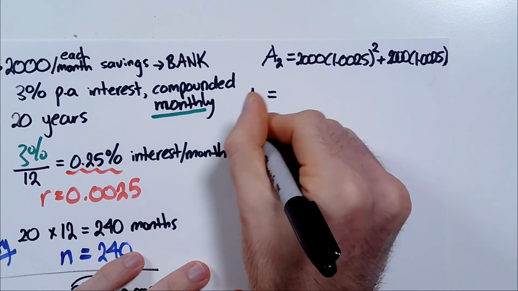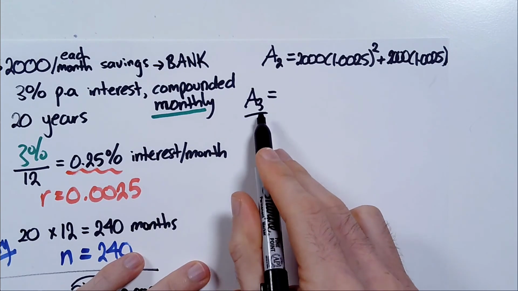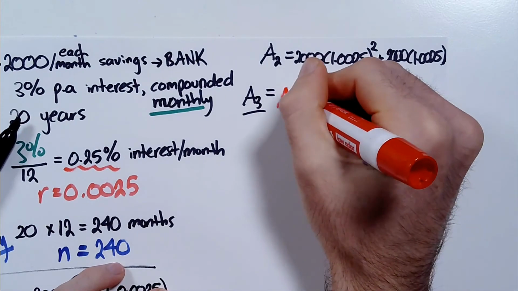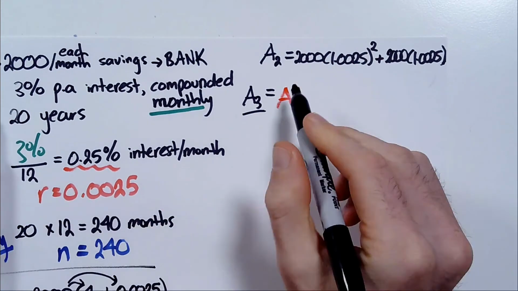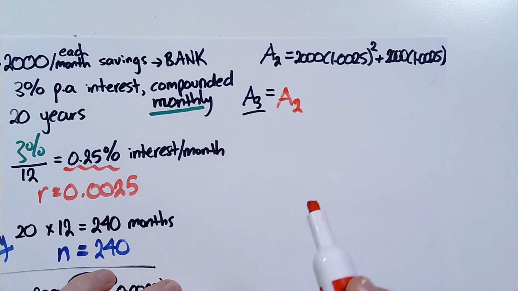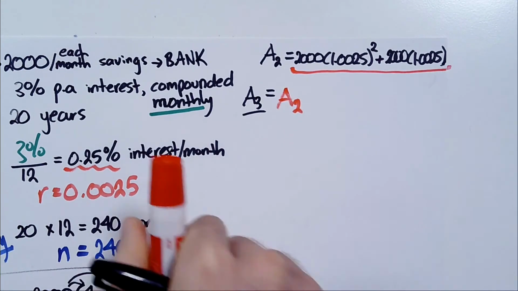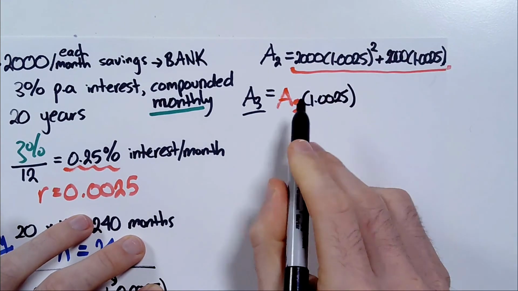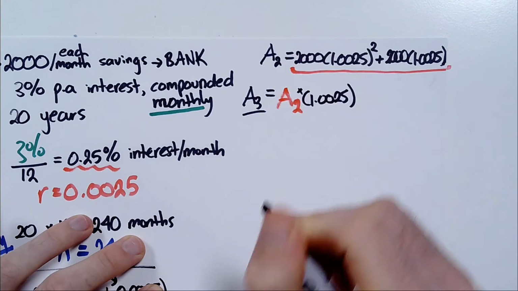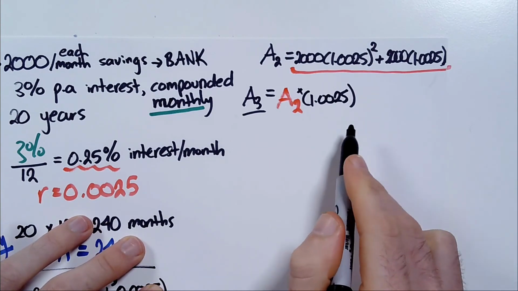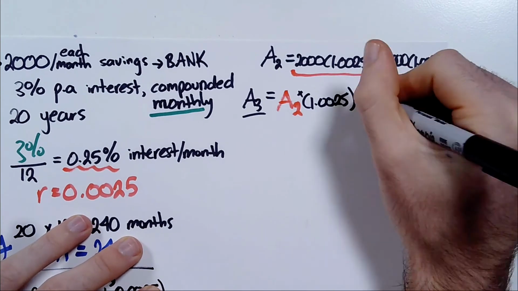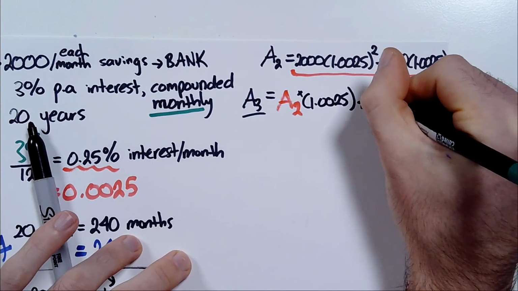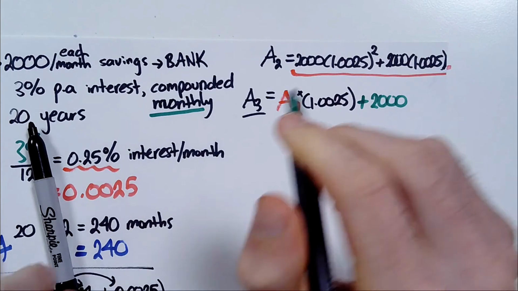So at the end of the third month, A3, the amount in the account at the end of the third month, this is going to equal, in much the same way, A2. Whatever amount was in the account after the end of the second month, which we know is this expression, that is going to be multiplied by 1.0025. And by the way, I'm not writing the times there, but there is an invisible times between A2 and 1.0025. Okay, and then of course, what's happened in the third month? Well, at the start of month 3, we went to the bank and we added another $2,000.